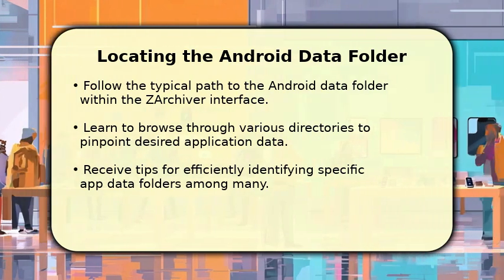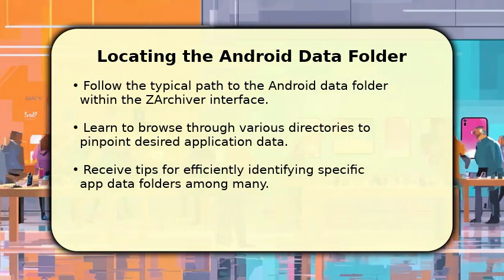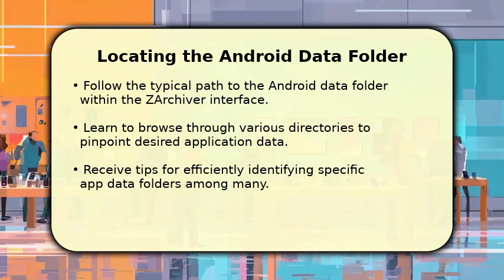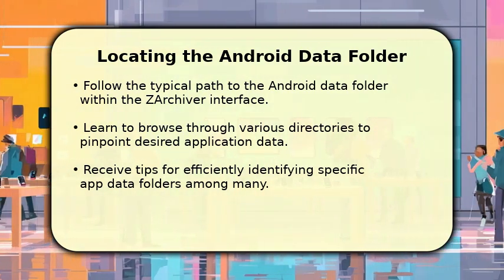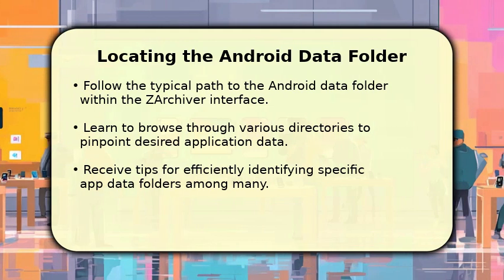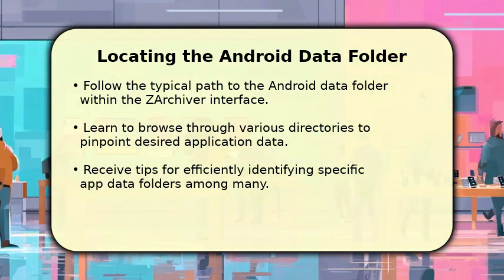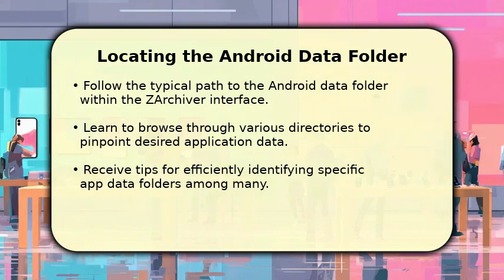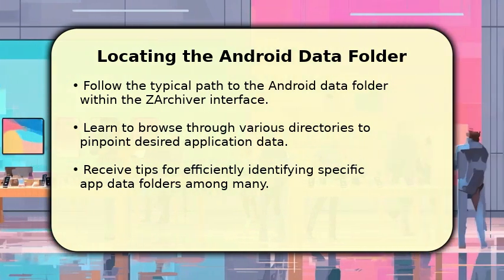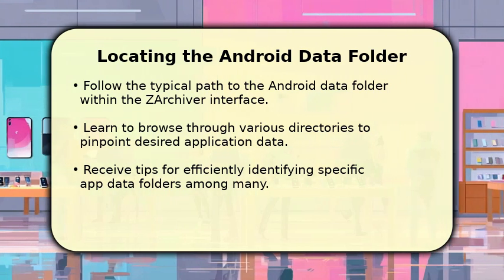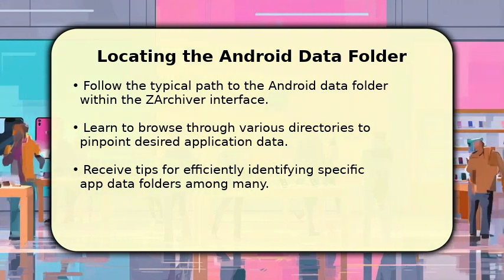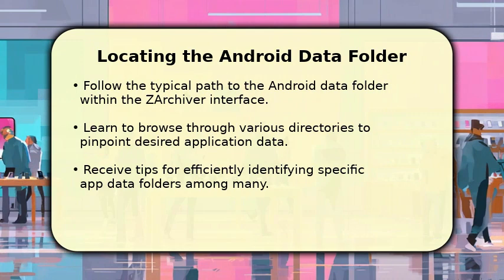You'll see your device's internal storage. Navigate to the Android folder, then open the data folder. Here, you'll find numerous subfolders, each corresponding to an installed application. Look for folders named after the app's package name, which often includes the developer's name or the app's title. For example, a game might have a folder like com.GameDeveloper.GameName. This is where app-specific data is stored.